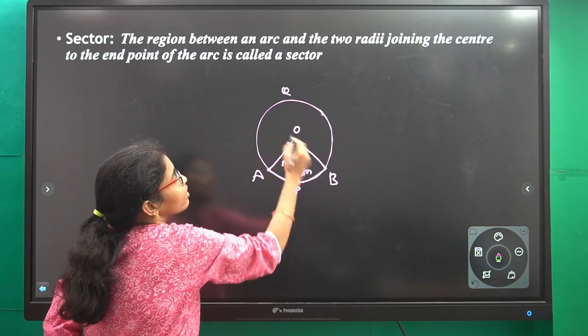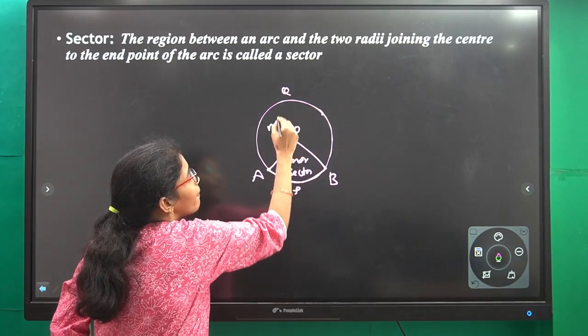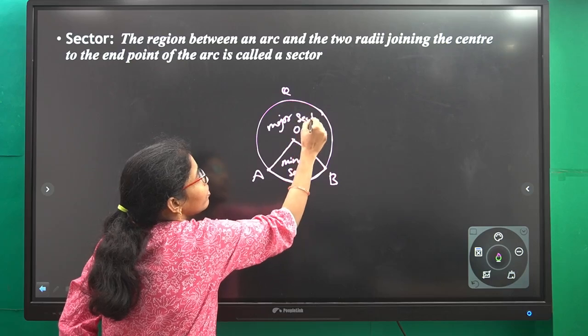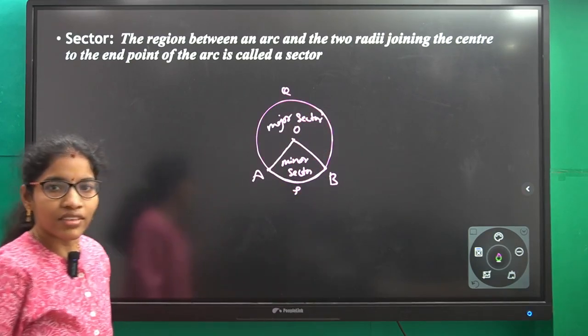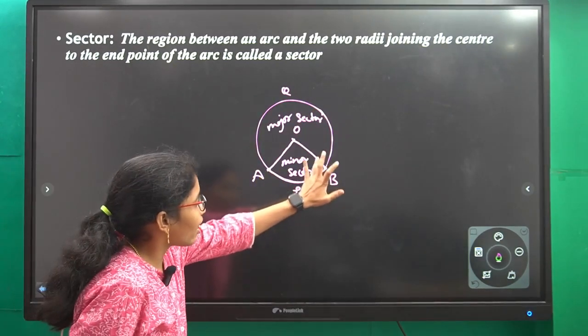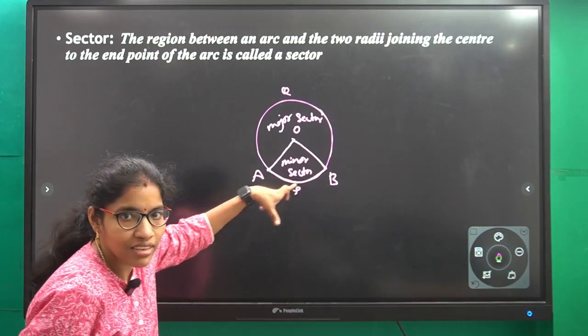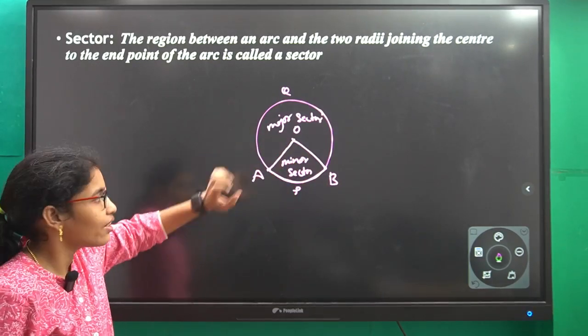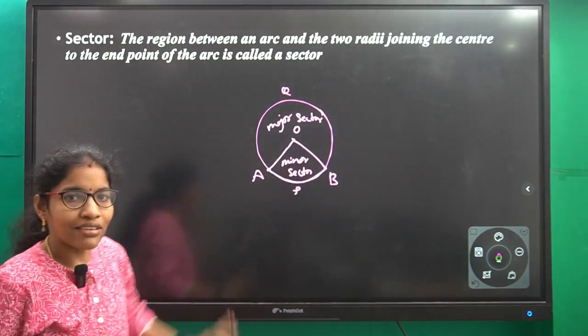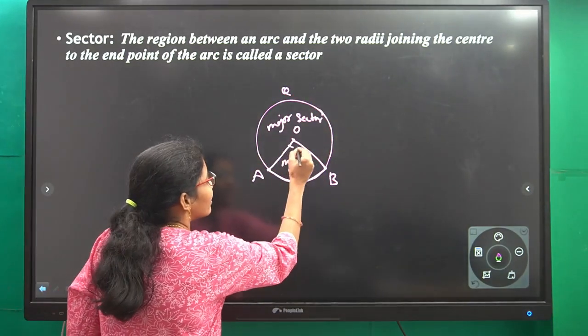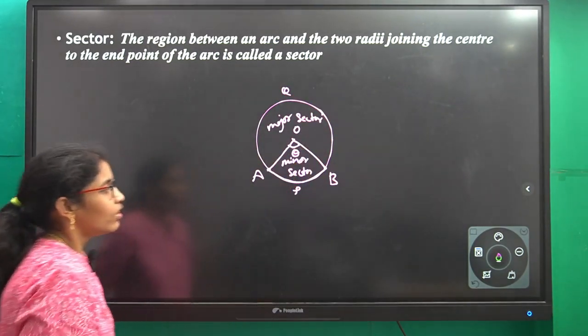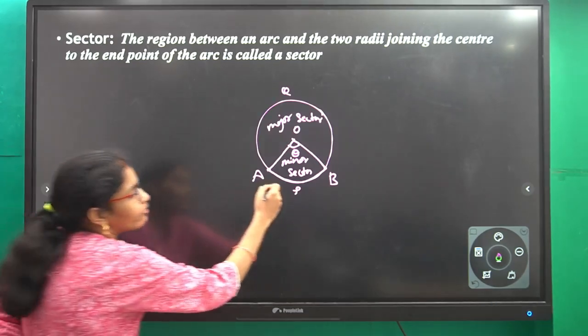This is the major arc, and this is called the major sector. Clear? This is a minor arc, which forms a region between these two radii, and this arc gives the minor sector. And this gives what? The major sector. I have taken this as theta, the central angle.